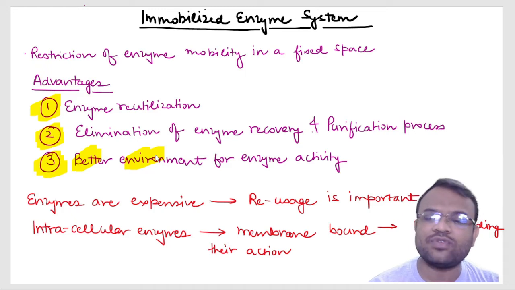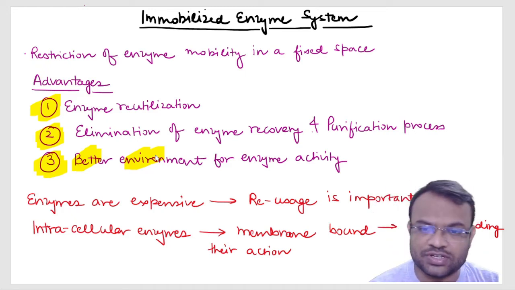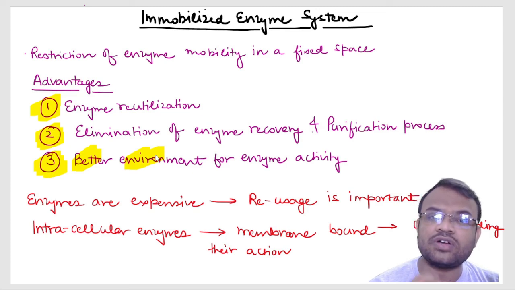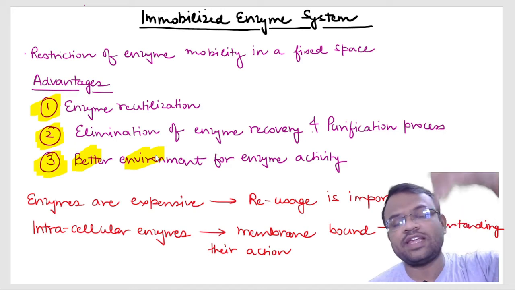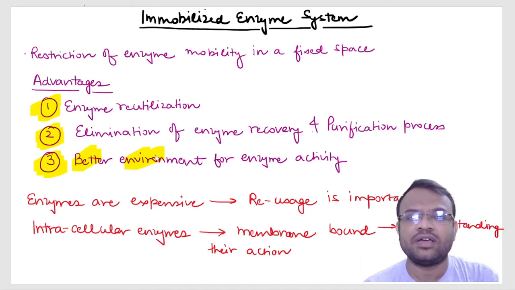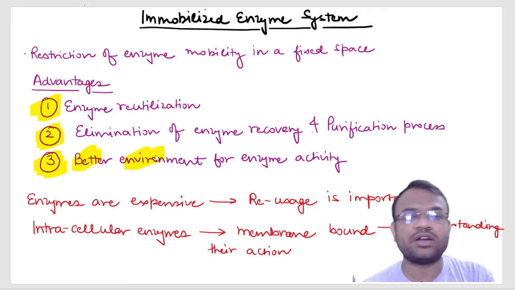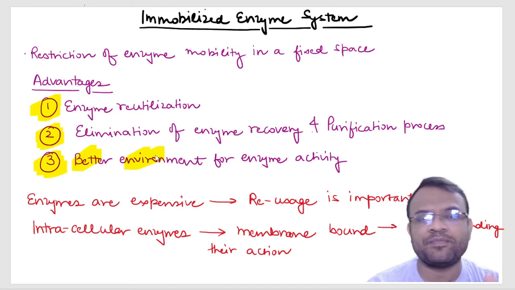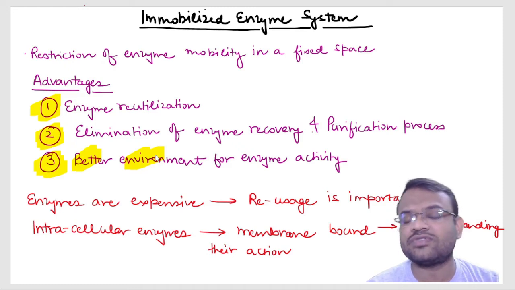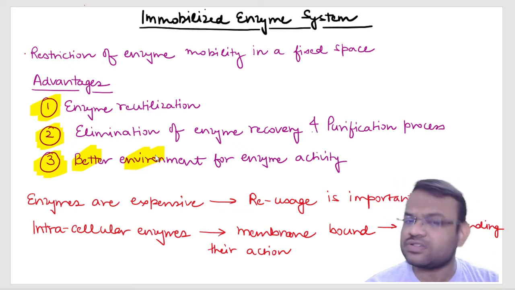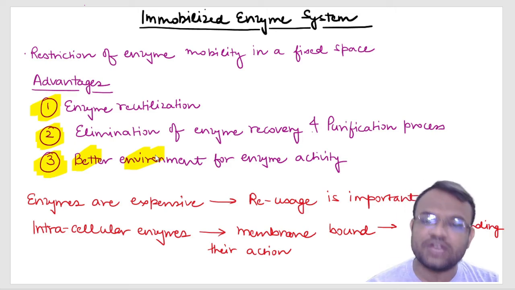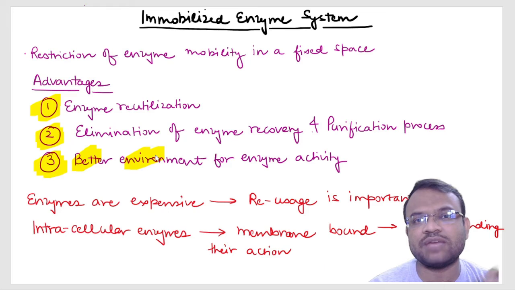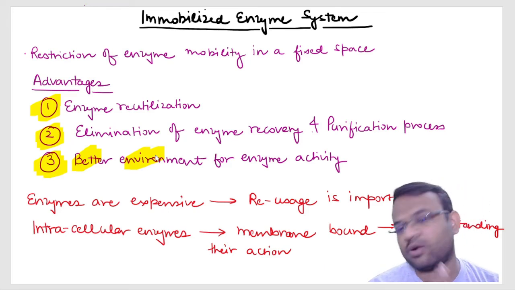Next point is, as I've already said, that enzymes are expensive in nature. Since they are expensive, you cannot afford to waste them. Whenever you are directly inputting the enzymes inside the fermenter, and then you go for purification of the product, that means separation of the enzyme from the product, you might incur some losses of the enzyme, because during the purification some enzymes would be lost. Since enzymes are very expensive, you would not want that to happen. You cannot afford that kind of losses. Therefore immobilization of enzyme is a good approach.